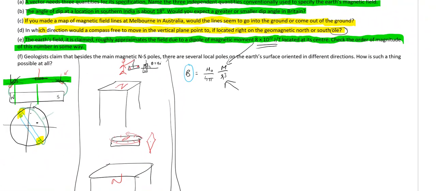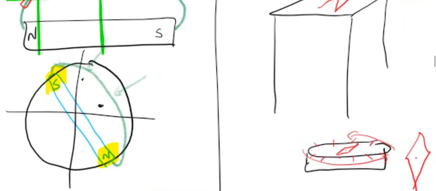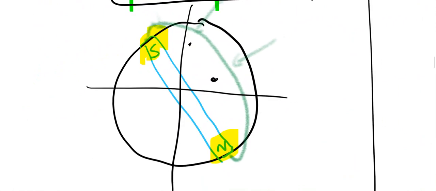Lastly, geologists claim that besides the main magnetic north-south, there are several local poles on Earth's surface oriented in different directions. How is such a thing possible at all? Now, though we consider Earth to be like this, where you have a gigantic magnet inside, this is mainly due to large mineral deposition at the core and because of Earth's rotational motion.